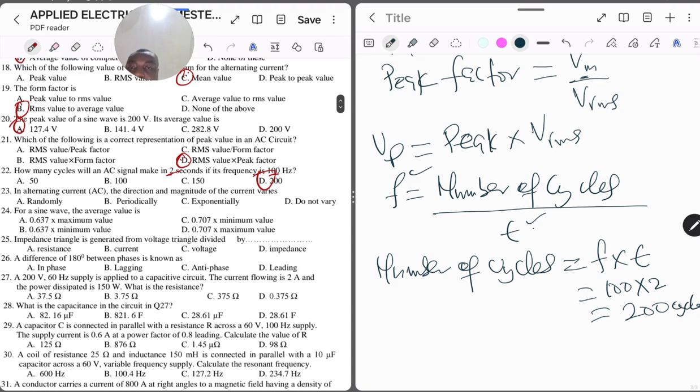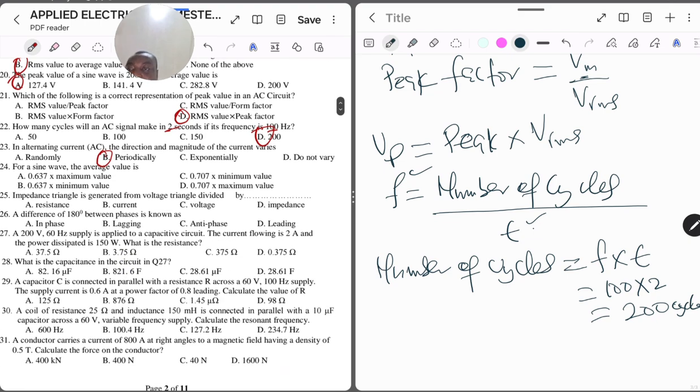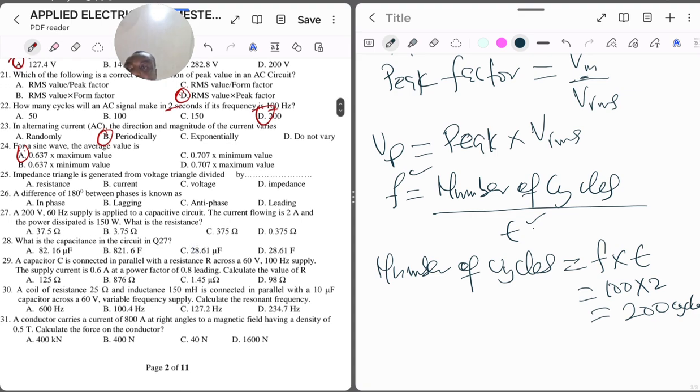Okay. Now moving to question 23. In an alternating current AC, the direction and magnitude of the current varies periodically. Again, this is just repeated, we already saw this question. Then question 24. For a sine wave, the average value is, this one is also repeated, right? There was a mistake here: 0.637 times the maximum value.